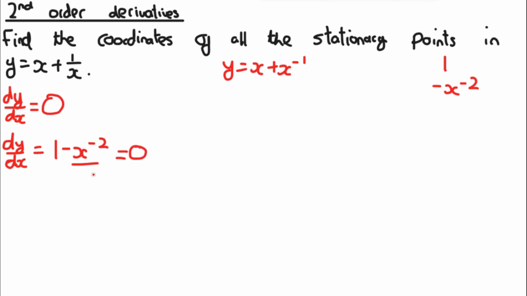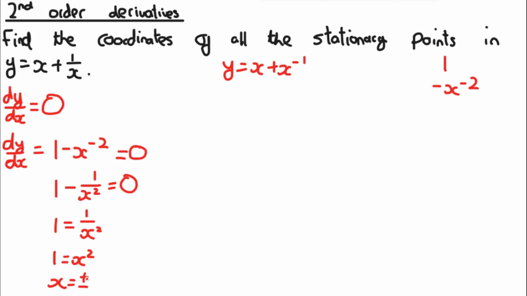I'm going to write this in the fraction form of 1 minus 1 over x squared is equal to 0, and then we just solve this. I'm going to move this onto the other side to do 1 is equal to 1 over x squared, and I'm going to put this numerator onto the other side, so it's going to be 1 divided by 1, which is just going to be 1 is equal to x squared. So therefore x is equal to plus or minus the square root of 1, which is of course just 1.